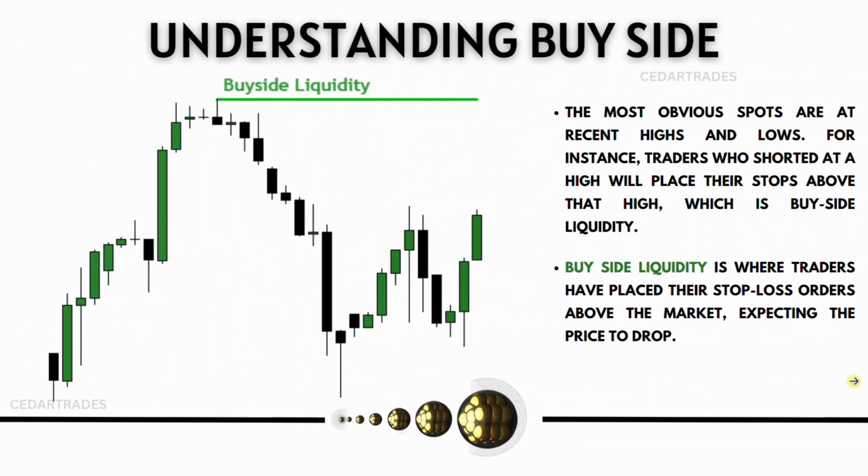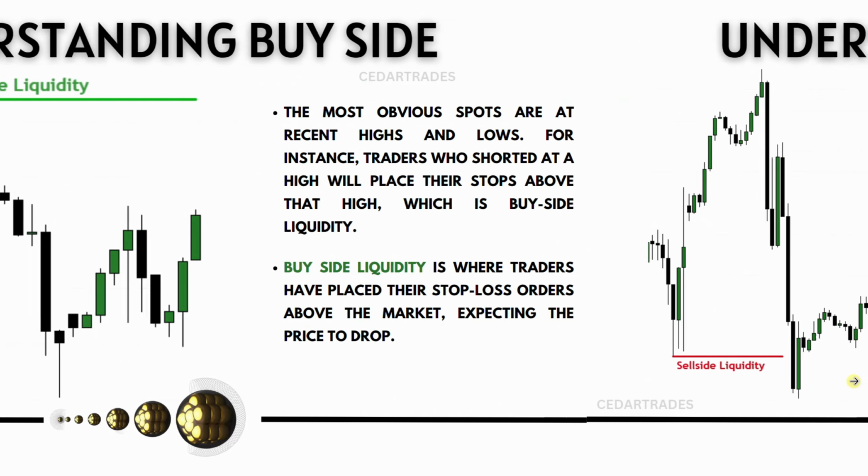Traders who shorted at a high will place their stops above that high, which is buy side liquidity. Now buy side again is where traders have placed their stop loss orders above the marketplace, expecting price to drop. But now if we want to look at what else is there, there are buy stops there. Why? Because people are willing to actually continue buying if the price breaks above those highs, right?